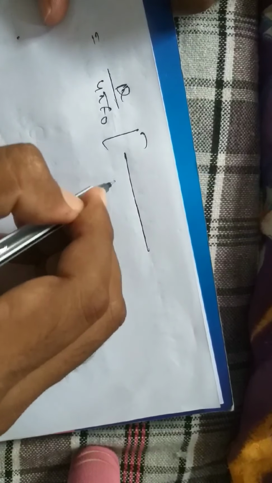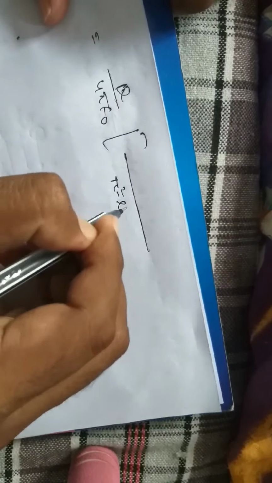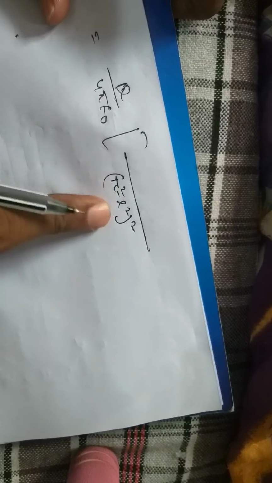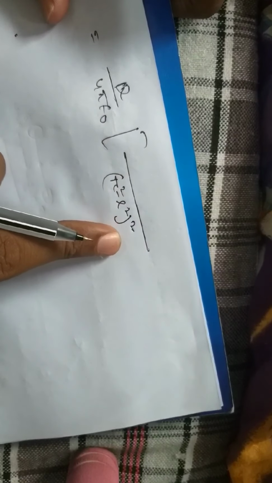So you will write 1 by 4 pi epsilon naught into q, that means q by 4 pi epsilon naught into, you're taking LCM. So here in the denominator, (r minus L rho)² into (r plus L rho)², that is r² minus L² rho squared whole square after calculating.